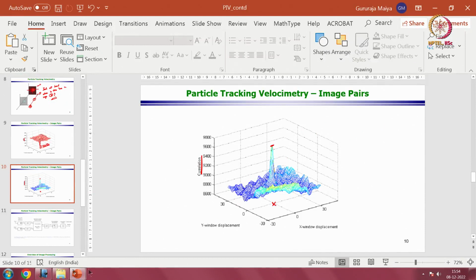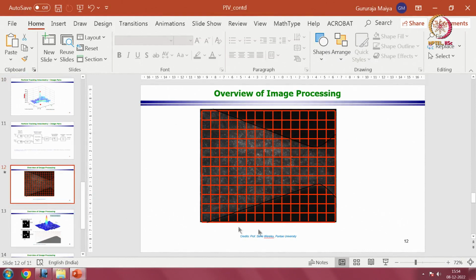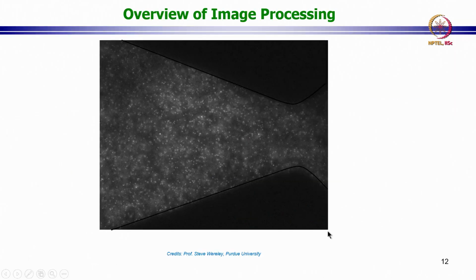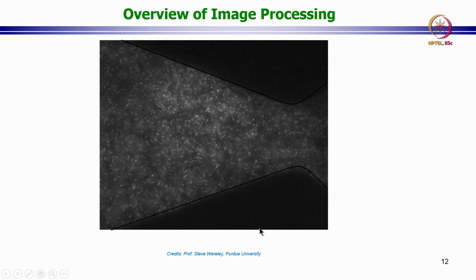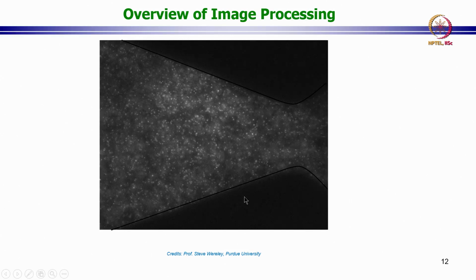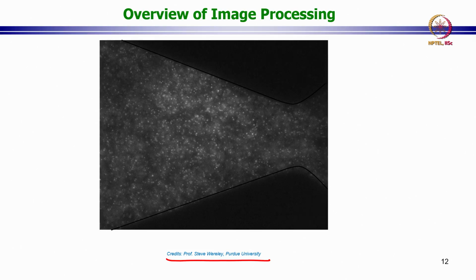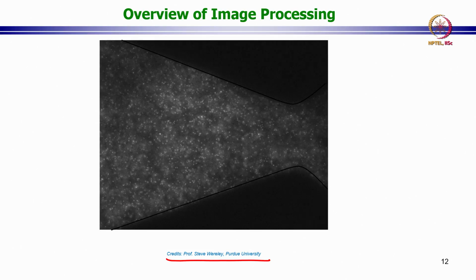So I'm just going to quickly try to show you now exactly what is happening in a particle image velocimetry calculation. So this is, for example, let's say two images put in a GIF form, and you can see the small displacements. Now this entire thing is credits to my Professor Steve Worley at Purdue, from whom I learned quite a bit about particle image velocimetry.